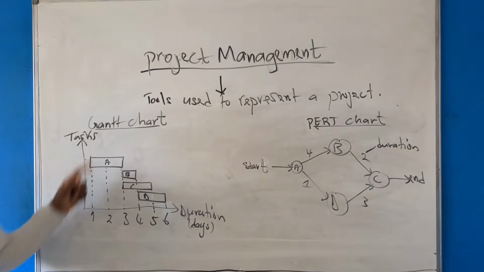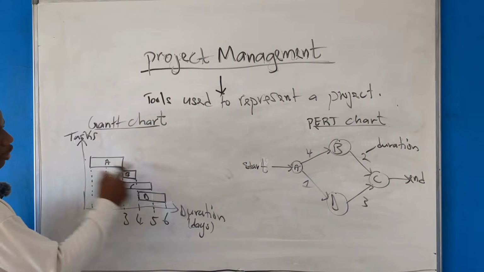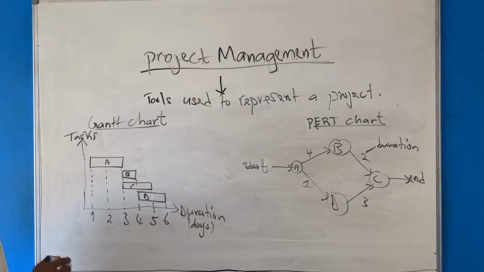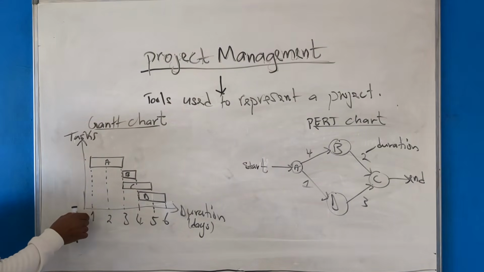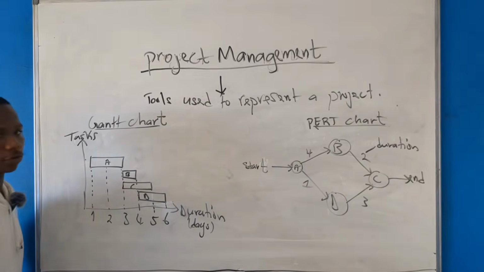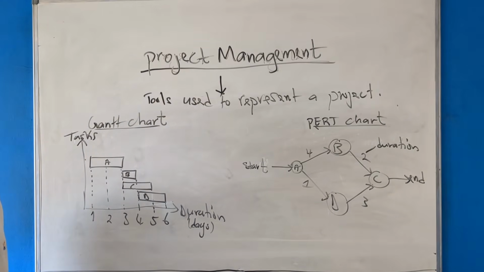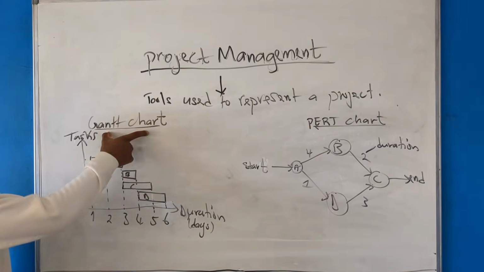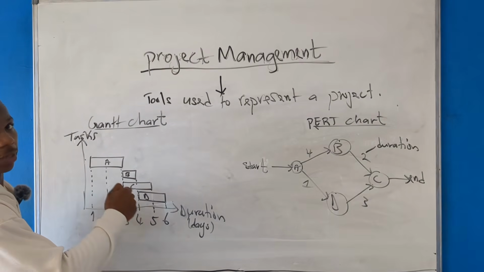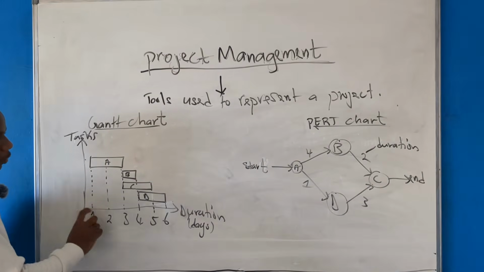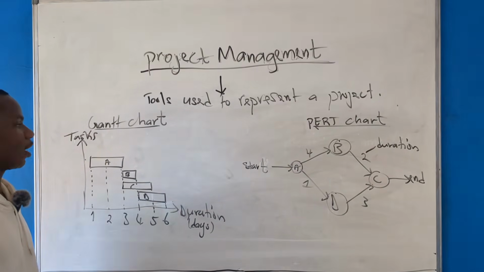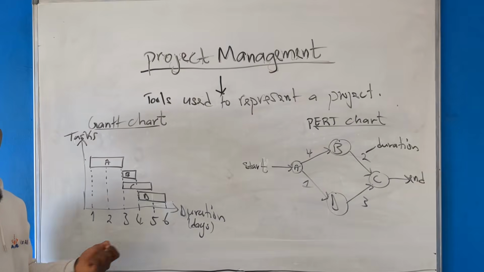So the definition of this one is clear. A Gantt chart is a horizontal bar chart used to represent a project where tasks are represented on the vertical axis and durations are represented on the horizontal axis. Exactly that. Or another person will say a Gantt chart is a horizontal bar chart used to represent a project where tasks are represented on the y-axis, like in math, and the duration of each task is represented on the x-axis. So you have seen that when you are giving the definition, you understand what you are saying.